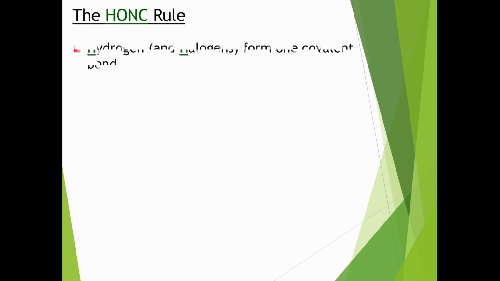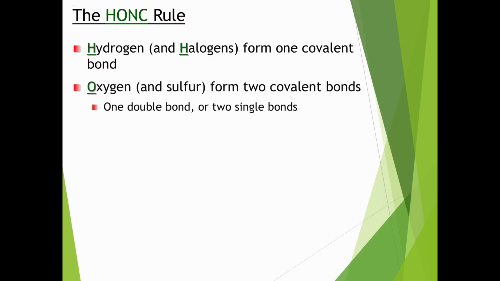So the HONC rule, if you've never heard of the HONC rule, it's just a rule of thumb. If you've never heard of it before, that's okay. But like I said, it's just a way to make drawing Lewis structures a little bit easier. So hydrogen and the halogens, so things that start with H, typically form one covalent bond.